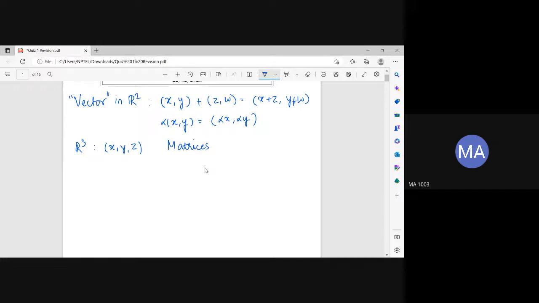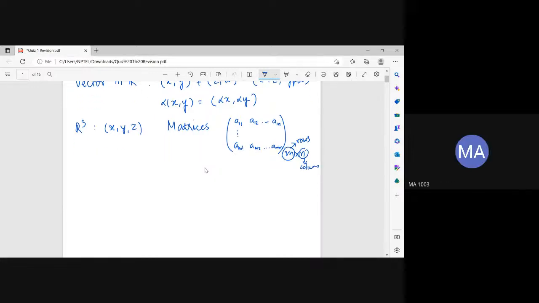What is a matrix? Arranging the vectors in columns. You can arrange the vectors as rows or columns, right? It's an array of numbers put together, a11, a12, etc., a1n. You arrange elements in rows and columns. That's a matrix. What is the order of a matrix? Number of rows by number of columns. So it is said to be of order m cross n if it has m rows and n columns.